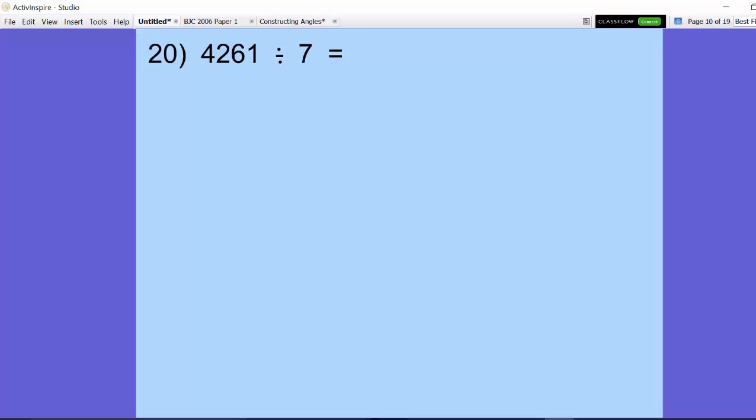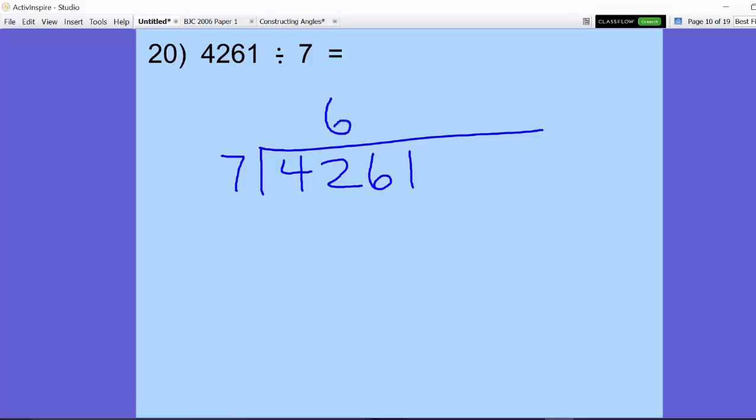Here we have 4,261 divided by 7. Set that up. 7 cannot go into 4, but 7 goes into 42 6 times. 6 times 7 is 42. Subtract. 2 minus 2 is 0. 4 minus 4 is 0. I'm going to bring down this 6. 7 can't go into 6, so I'm going to put a 0 on my top line. Then I'm going to bring down this 1.